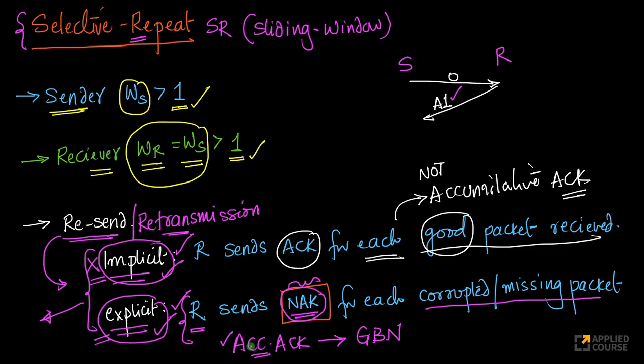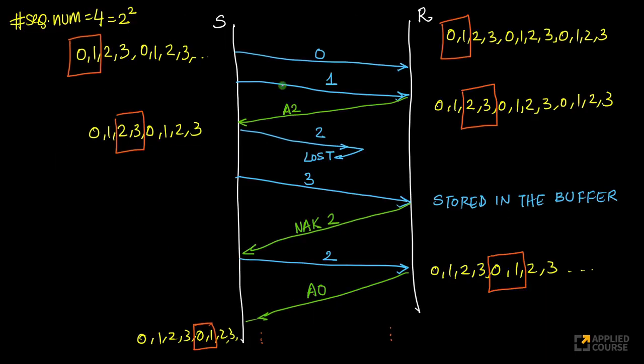What we will look at through the rest of this video is explicit retransmission, where we are sending accumulative acknowledgements just like in go back N, with negative acknowledgement. Let me explain how this whole thing works. Imagine I have 4 sequence numbers, which is 2 power 2: 0, 1, 2, 3, 0, 1, 2, 3, and so on.